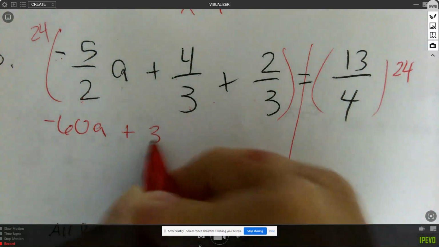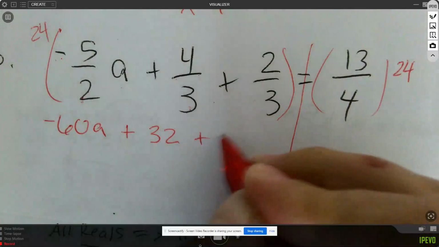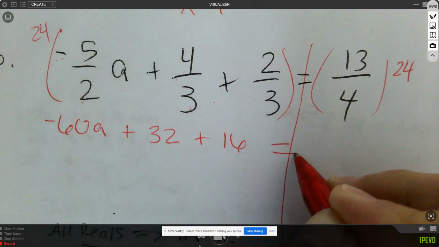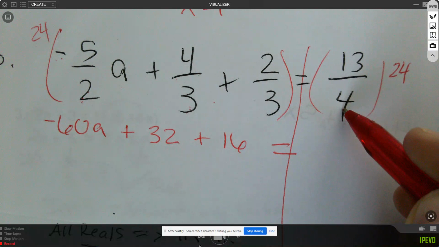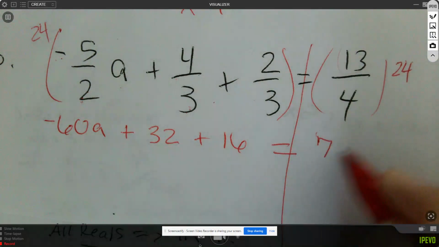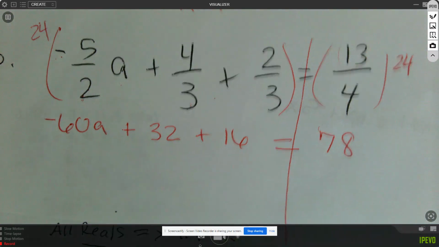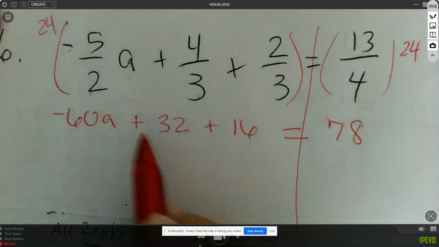Yep. And then 24 times 2/3 should be 16. Put your equals. And then 24 divided by 4 is 6, and 6 times 13 is what I'm doing there, if you're wondering. So let's do it again. Just 13 times 24 divided by 4. Should be 78. Yep. All right, so now I'm ready to do my like terms on the left side.